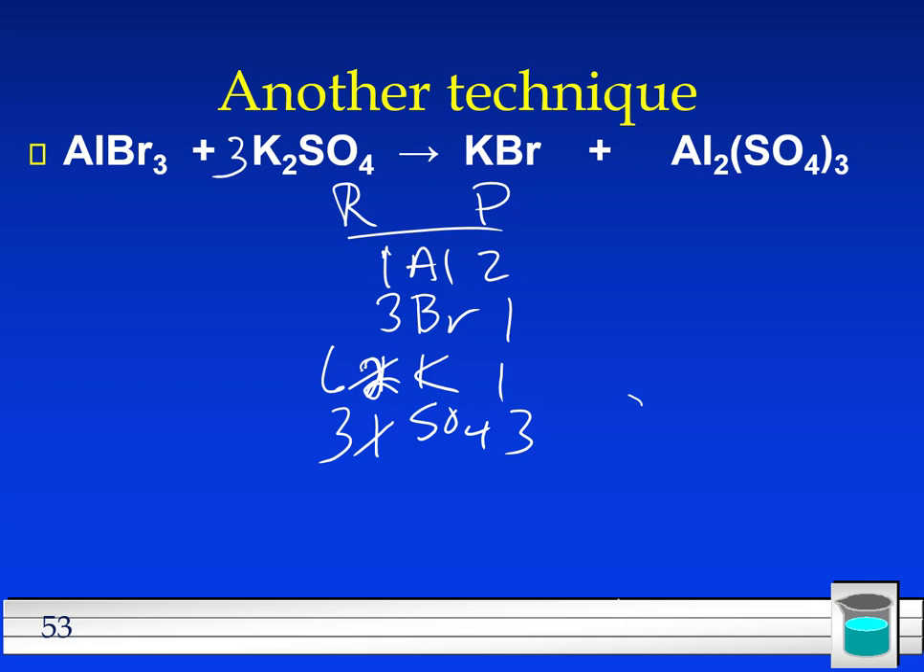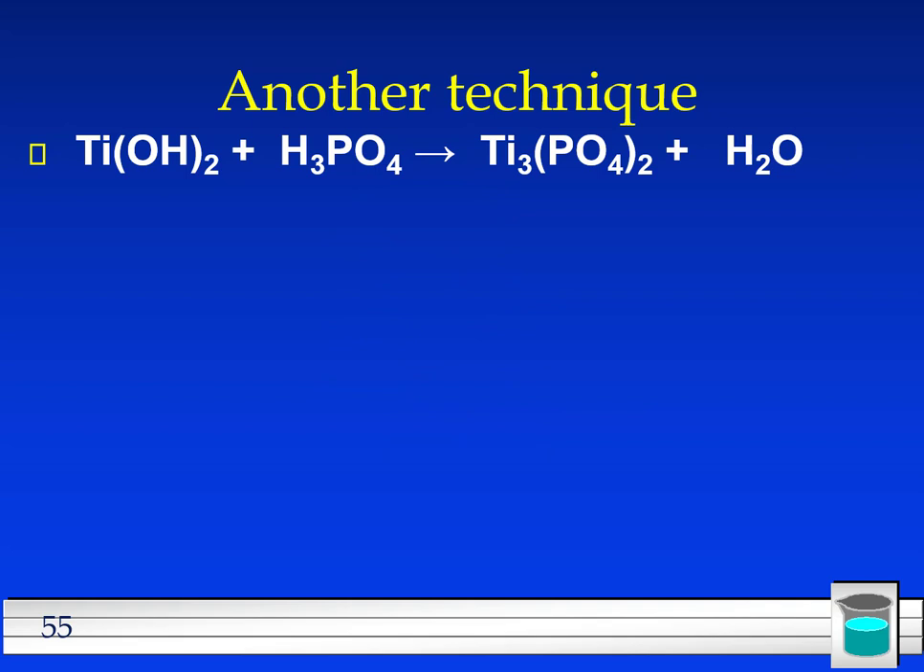And then to fix the K, I'd put a 6 here. 6 Ks and 6 Brs. And then I put a 2 here to get my 6 Brs and my 2 Als. And I end up in the same place. I'm just counting whole units rather than individual sulfurs and oxygens. So it's not really that different a technique. It's going to save us time.